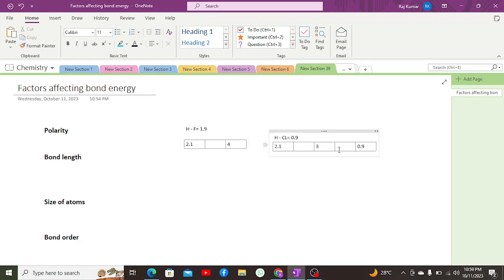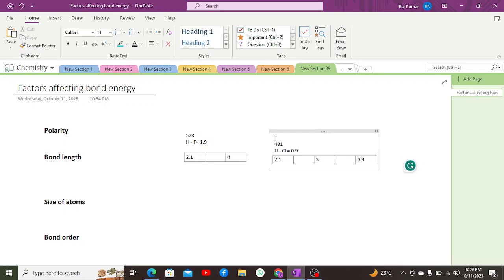So here, as you can see, hydrogen and chlorine have a lower electronegativity difference, and hydrogen fluoride has a higher electronegativity difference, so there is more polarity in hydrogen fluoride. It has more bond energy as compared to hydrogen chloride. Hydrogen fluoride has 523 kilojoules per mole as its bond energy, and HCl has 431 kilojoules per mole.